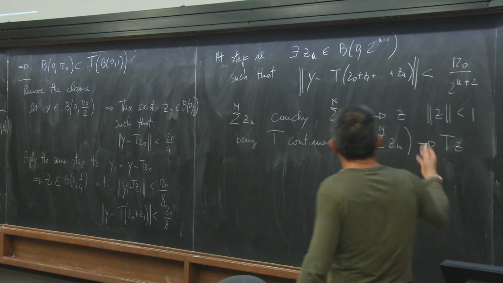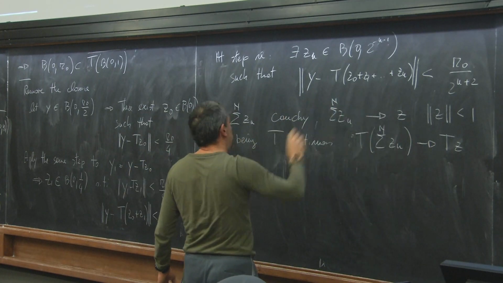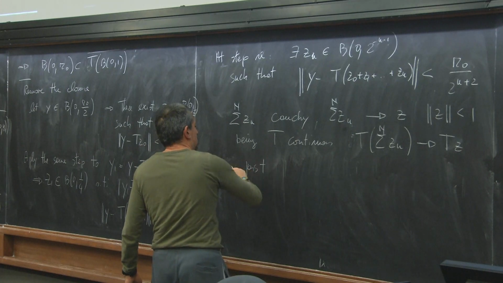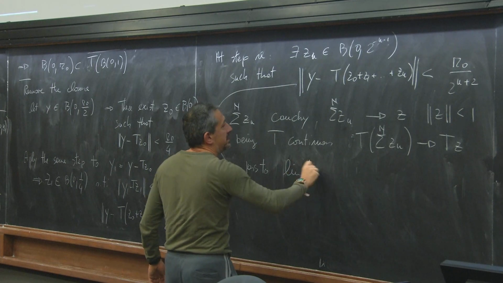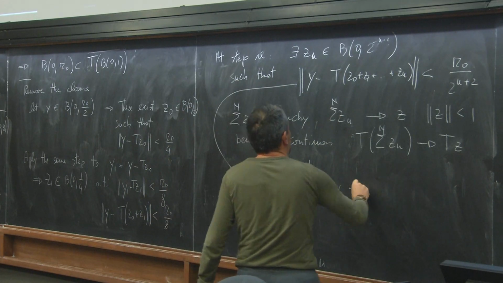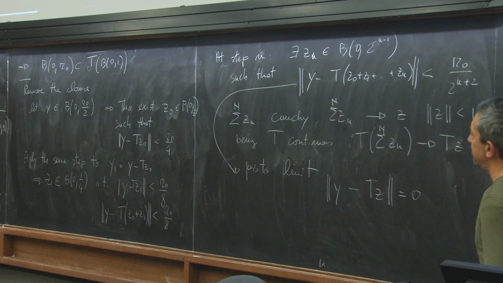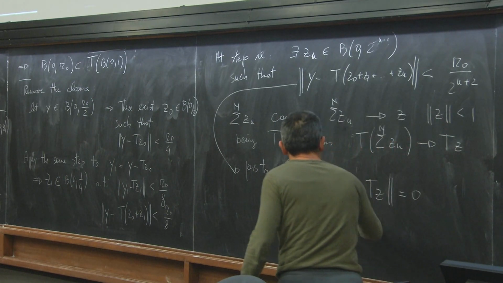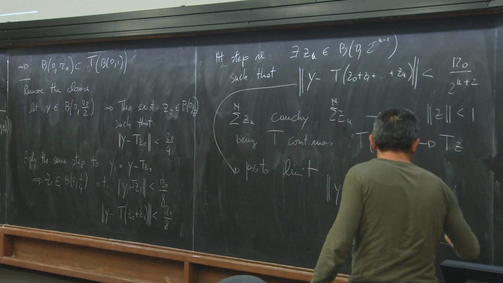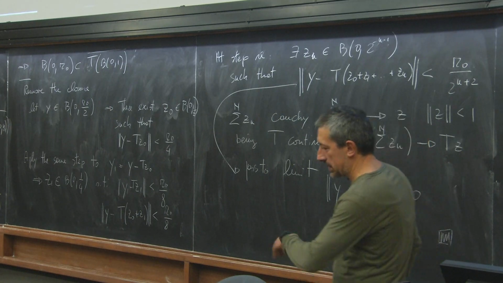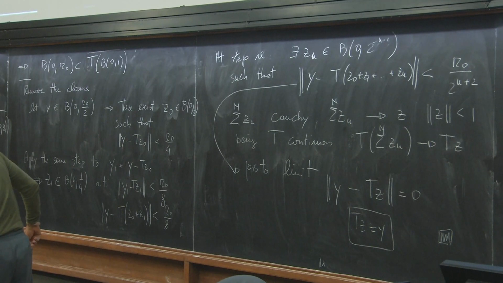No problem. So now the last one is this guy. If we pass to the limit, then we obtain that y minus Tz is equal to 0. So Tz is equal to y. Okay, so this is the proof. And okay, we saw the corollary.